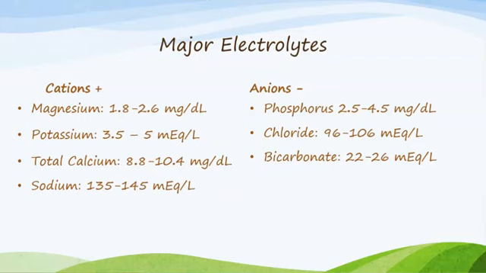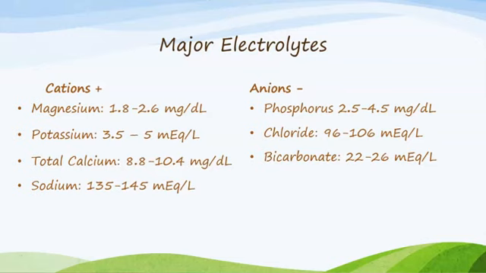So we have them organized here on this slide based on cations and anions. So a cation is going to be a positively charged ion, and your anions are going to be negatively charged ions. The major intracellular electrolytes, so the electrolytes that are more predominant inside the cell, are potassium and magnesium. The major extracellular electrolytes, so the electrolytes that are more prominent outside the cell, are sodium and chloride.